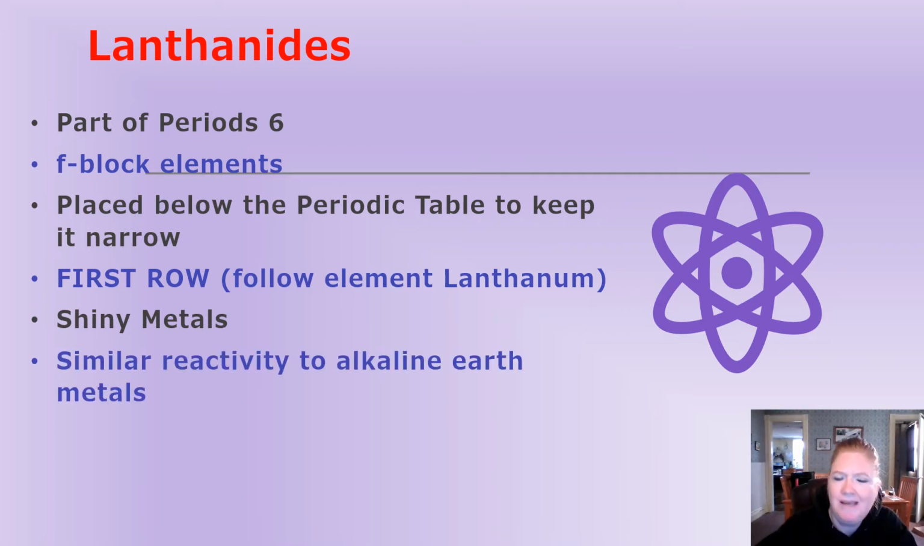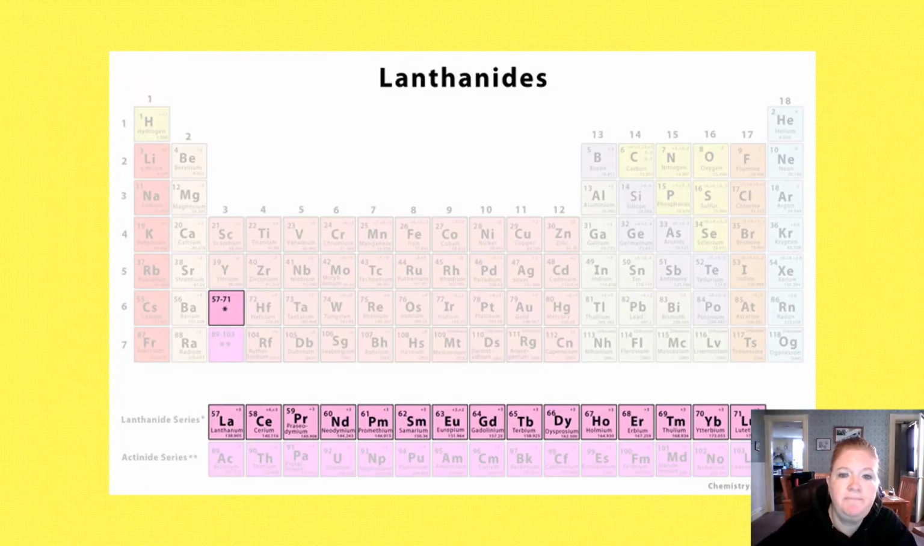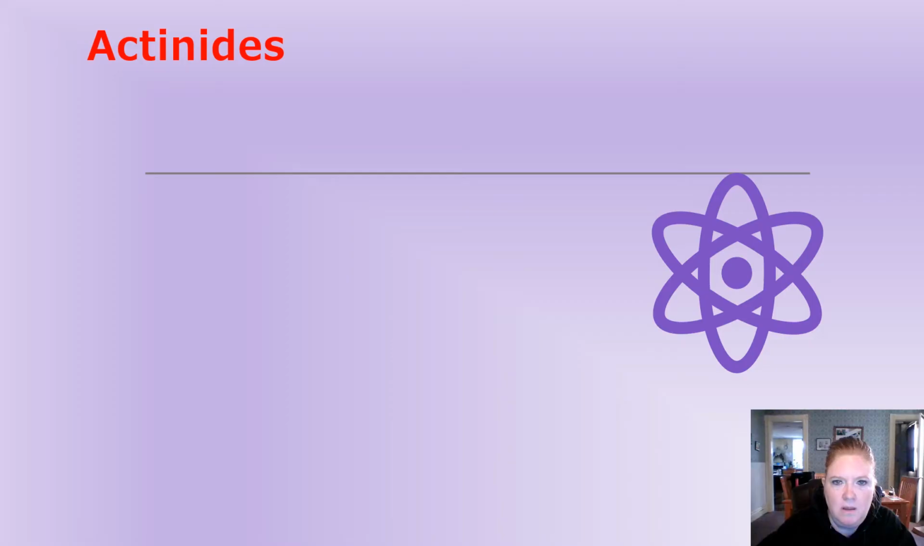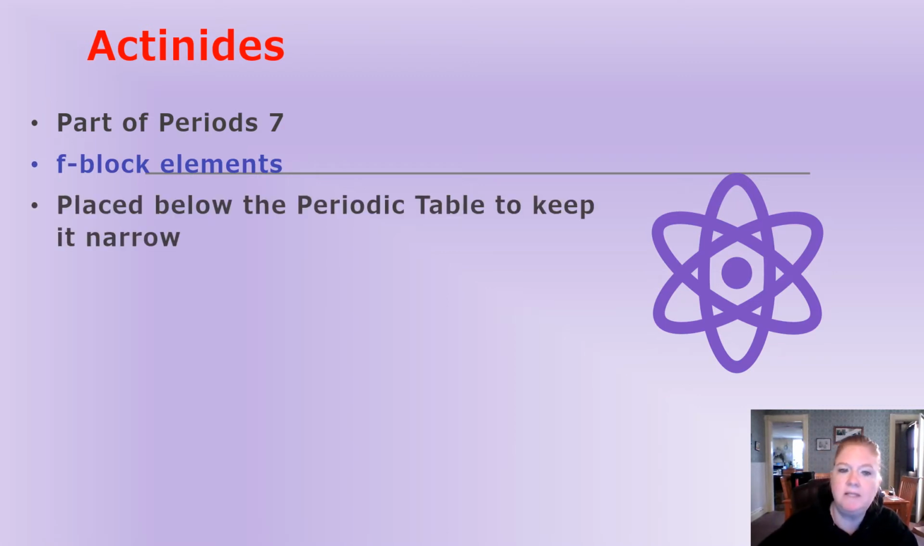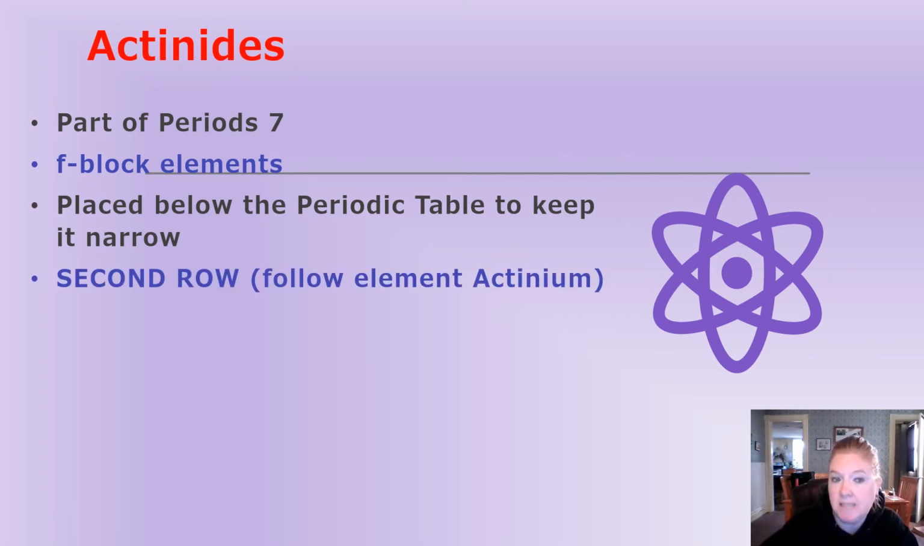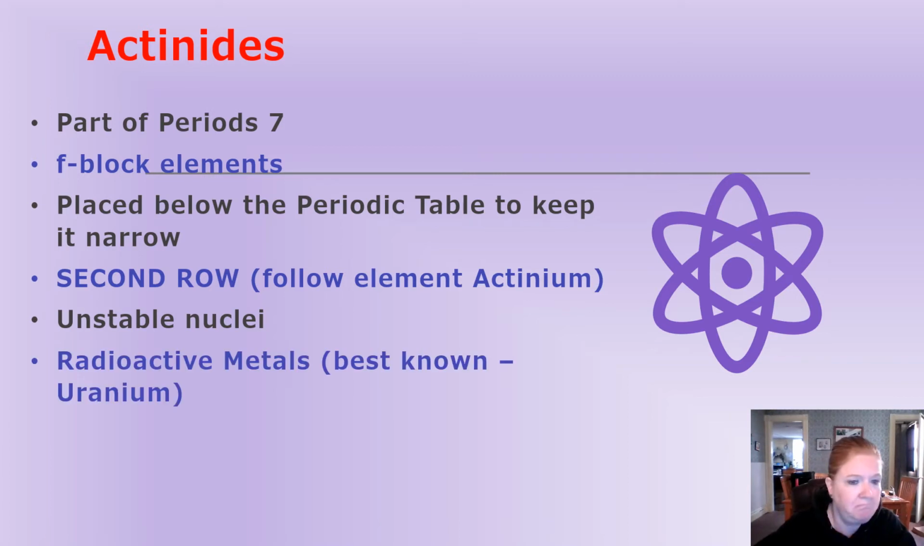They're shiny metals. They kind of react like alkaline earth metals. So look, right here, lanthanides, and they're put down here, but you'll see in a little bit where they would be if they didn't break the periodic table like this. And then we have actinides, and that's part of period 7. They're also F block elements, again placed below the periodic table to keep it narrow intentionally. It's the second row in that bottom F block, and they follow actinium. These ones are all unstable. They're radioactive elements. Probably the most well-known radioactive metal would be uranium.